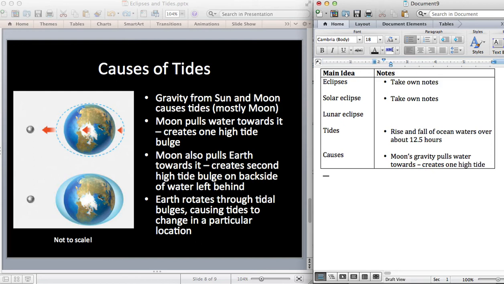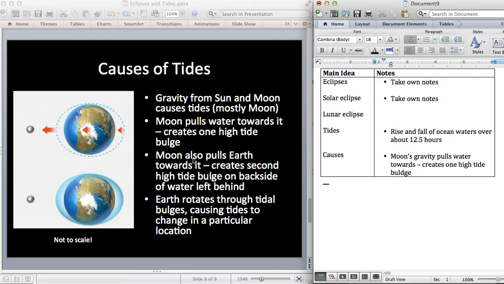But we actually have two high tide bulges at once, right? In order to get 2 high tides a day, we're going to need 2 high tide bulges. So where does this other one come from? The one on the back doesn't really seem to make any sense, right? The moon is over here, so the water should be getting pulled that way. That one makes a lot of sense. And this one, though, doesn't seem to make as much sense.